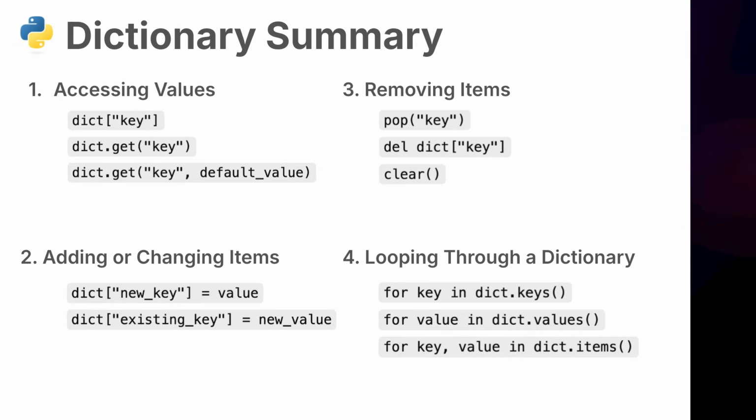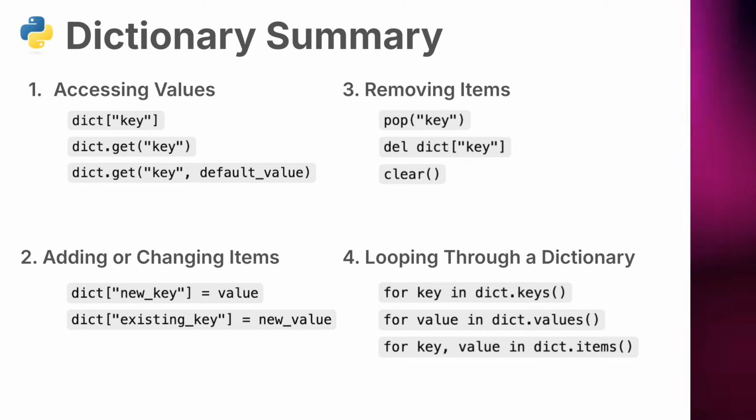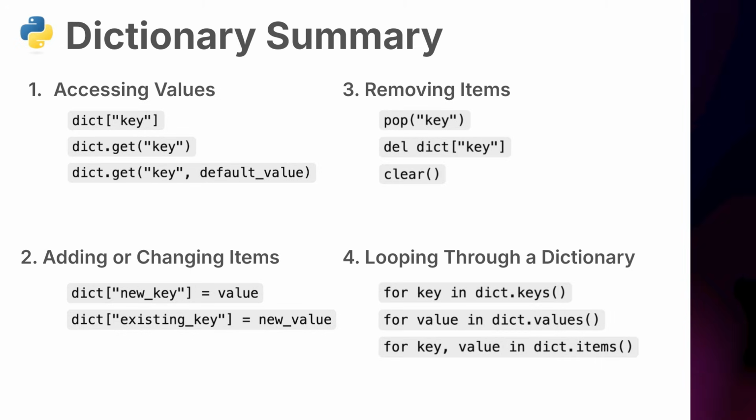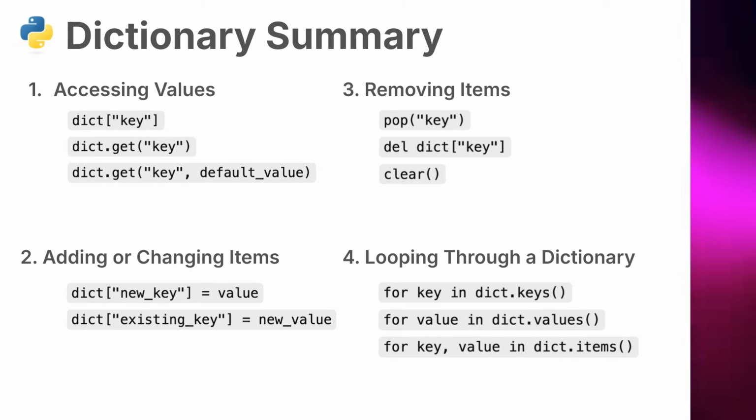Four, looping through a dictionary. For key in dict.keys, loops through all keys. For value in dict.values, loops through all values. For key, value in dict.items, gives you both key and value pairs at the same time.